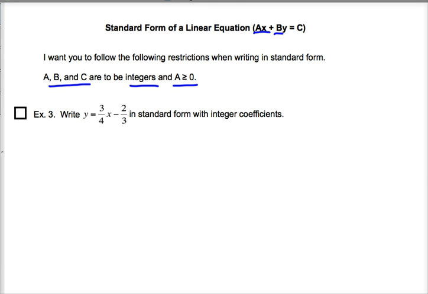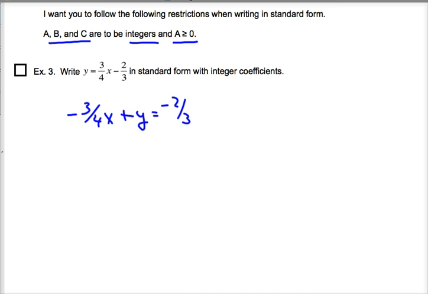Number 3, write this in standard form with integer coefficients. Well, a couple ways to start it. I'm sure most of you would say, you know what, let's bring over the 3/4 x and make it a negative 3/4 x plus y equals negative 2/3. Now, I said that the first term has to be positive or non-negative. This is a negative, so you can take care of that now, you can take care of it later. Let's take care of it now.